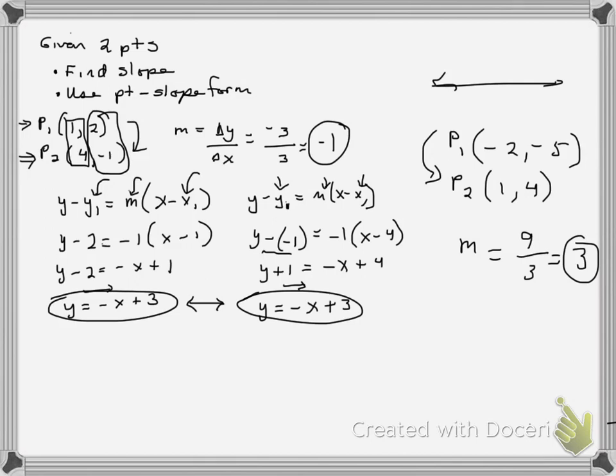Choose either point. I'm going to choose point 1. You write your general formula, you plug in your 3 values, and you simplify.